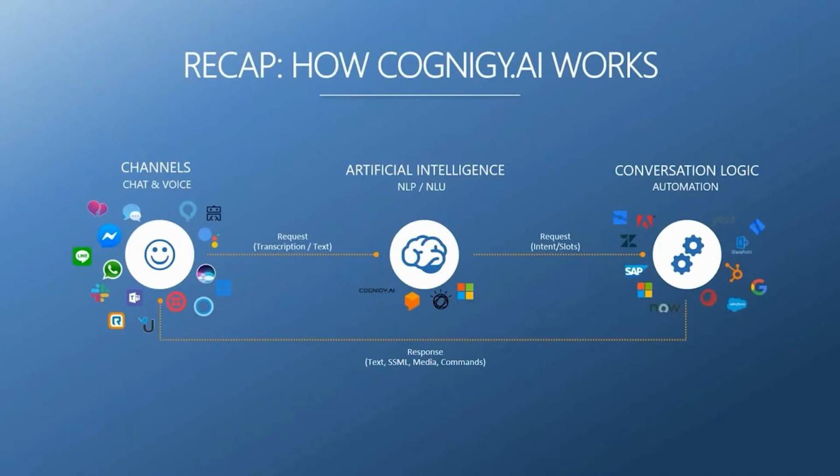Just to recap how Cognigy works, I'm not going to tell the whole story again, so just very quickly, we have a channel, a chat or a voice channel that someone speaks to. Text is received by the AI engine, extracts intents, goes to the logic, and the logic then shoots responses back into the channel.